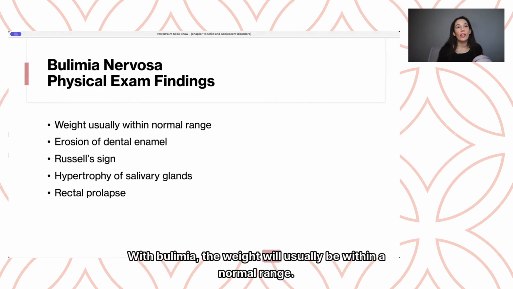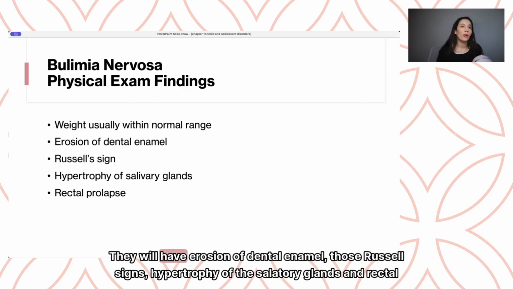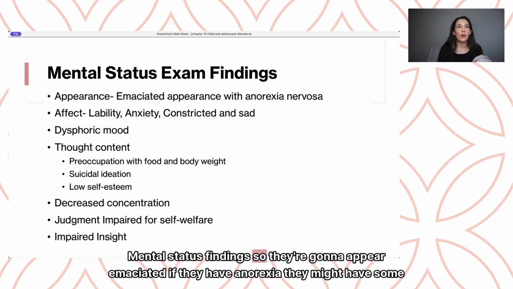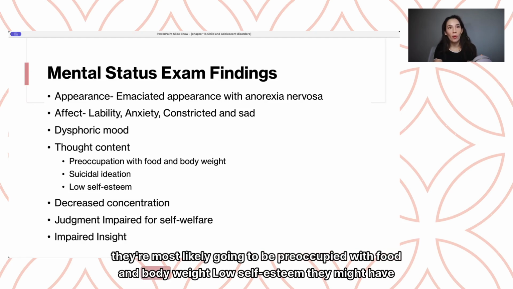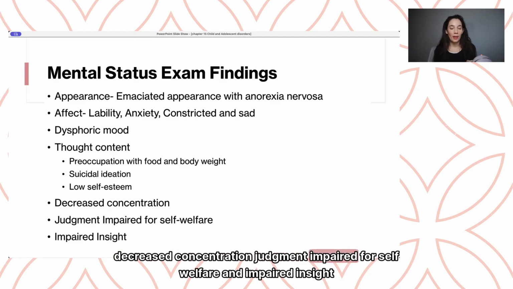With bulimia, the weight will usually be within a normal range. They will have erosion of dental enamel, those Russell signs, hypertrophy of the salivary glands, and rectal prolapse. Mental status findings, so they're going to appear emaciated if they have anorexia. They might have some lability of emotions, anxiety. They might be constricted and sad, have a dysphoric mood. Their thought process is they're most likely going to be preoccupied with food and body weight, low self-esteem. They might have decreased concentration, judgment impaired for self-welfare, and impaired insight.